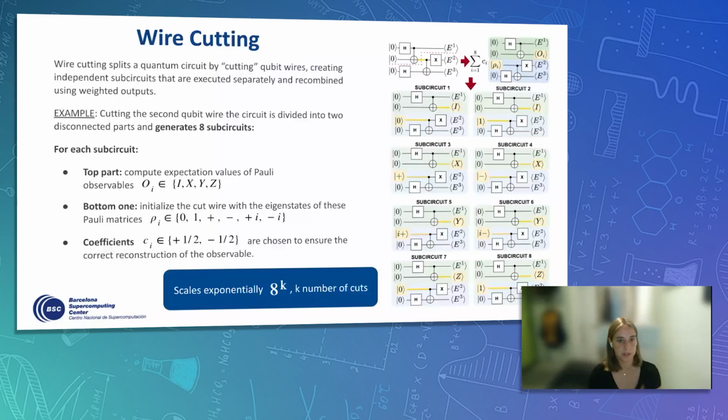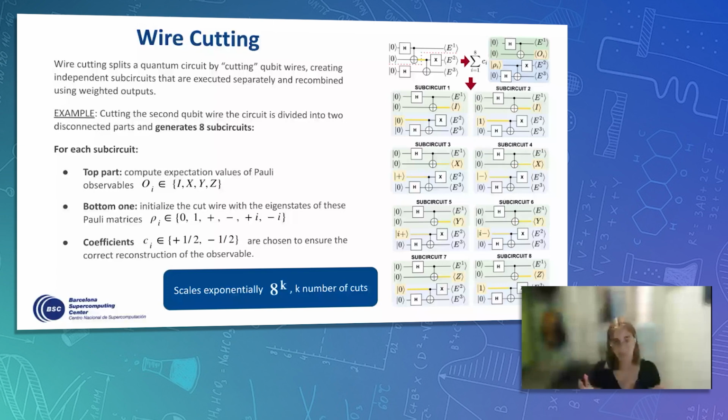So, more in detail, wire cutting. In wire cutting, we split the quantum circuits by cutting wires between gate dependencies, and the pieces are executed separately and then recombined, as I mentioned. In the wire cutting case, we generate 8 subcircuits for every cut. In the top part, we measure the expectation value of the Pauli observables. In the bottom one, we initialize the cut wire with the eigenstates of these Pauli matrices, and then we have some coefficients to make this mathematical formula able to reconstruct the original expected value.